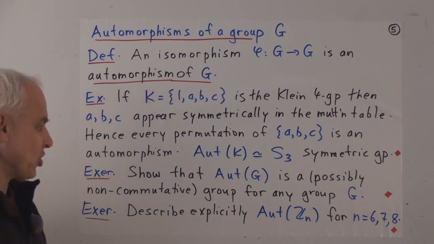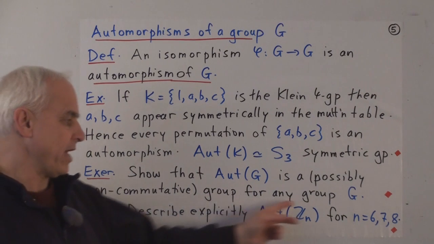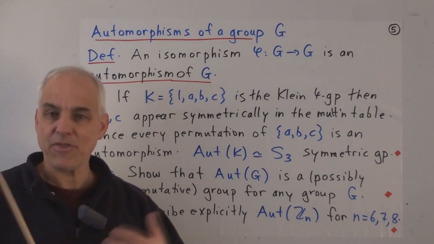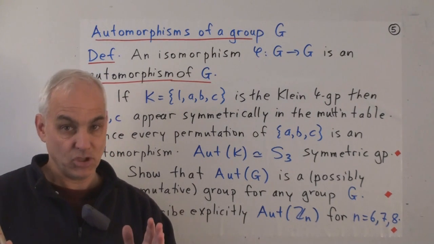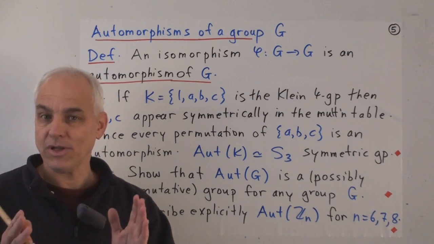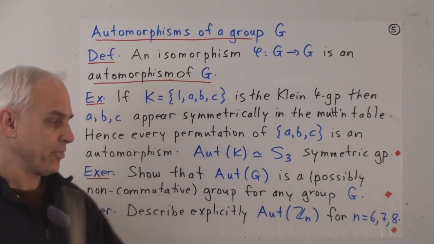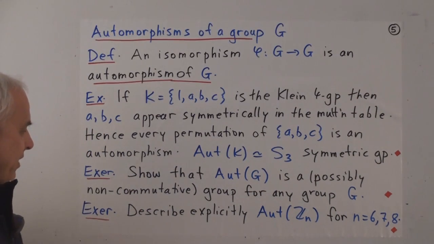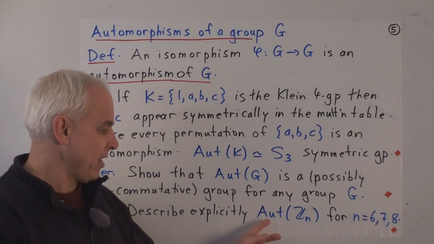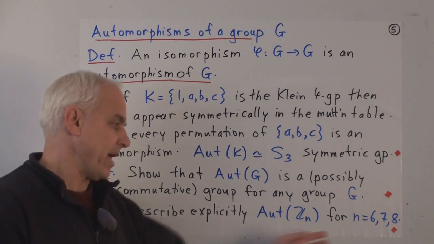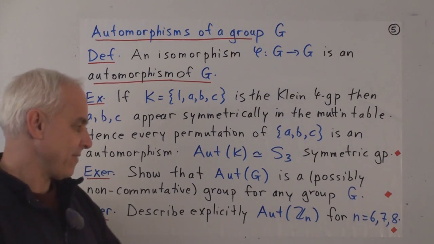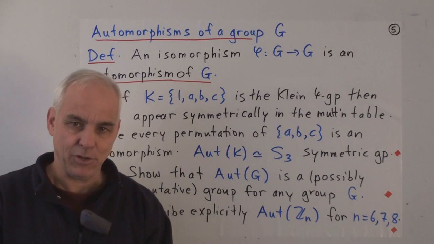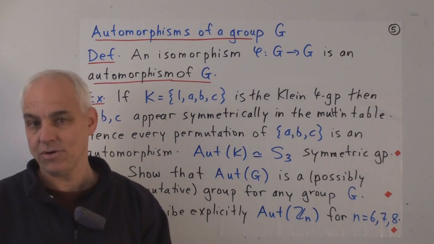So as an exercise, you might like to show that the automorphisms of G form a possibly non-commutative group for any group G. This is another interesting way of getting new groups from old groups, is to take a group G and ask what are all its automorphisms. That's a new group. And for fun, you might like to explicitly look at the automorphisms of Zn, say for n equals 6, 7, or 8. And maybe from that you can figure out what the automorphisms of Zn look like for any positive integer n.